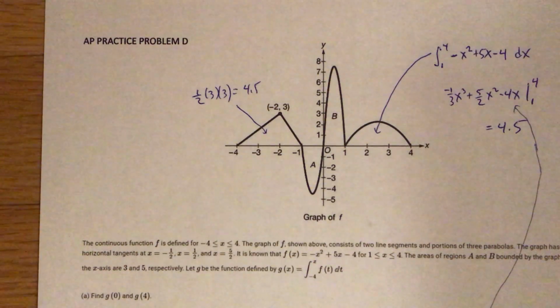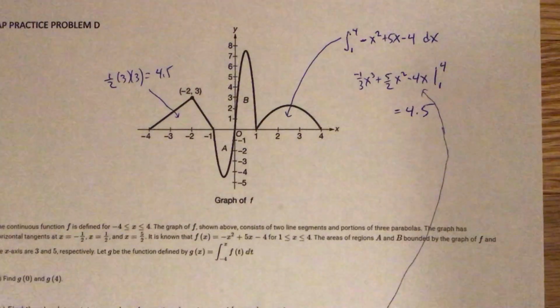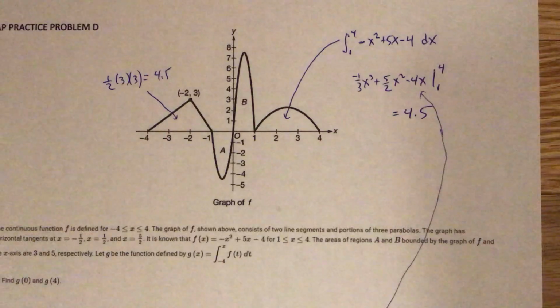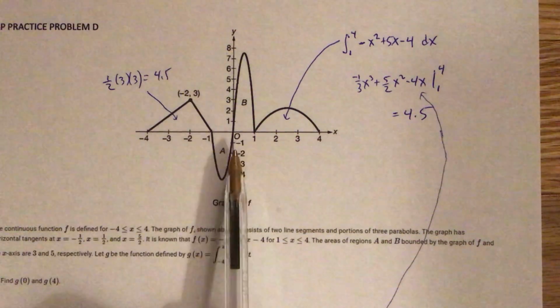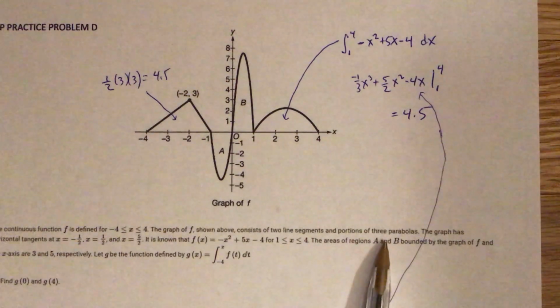Okay, the purpose of this video is to go over AP Practice Problem D. In this problem, they give us a graph of f, and they tell us it's made up of some pieces. We basically have this triangular section. We have three parabolic sections. They say that they're made up of three parabolas.